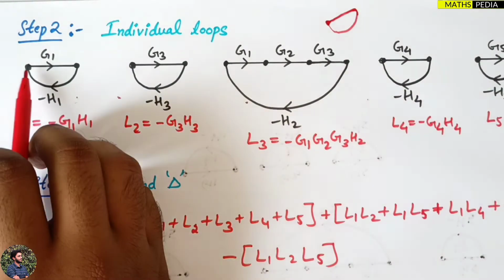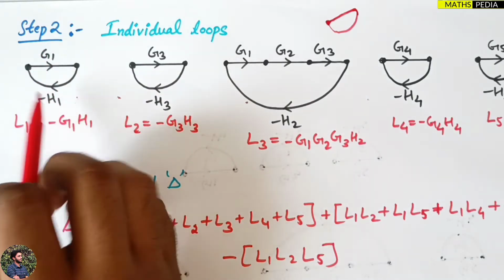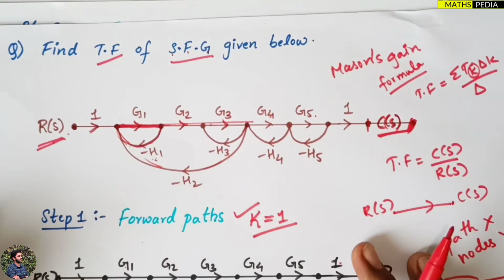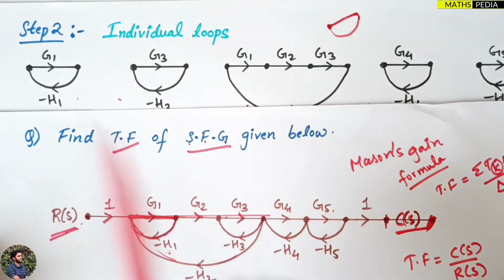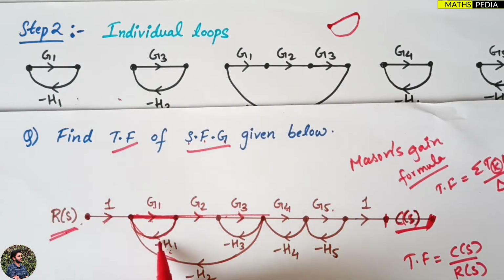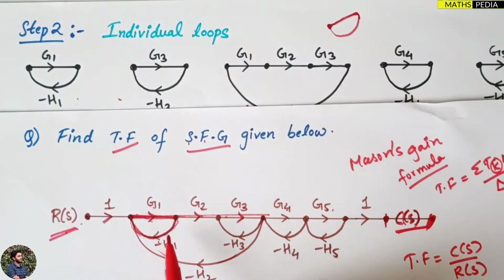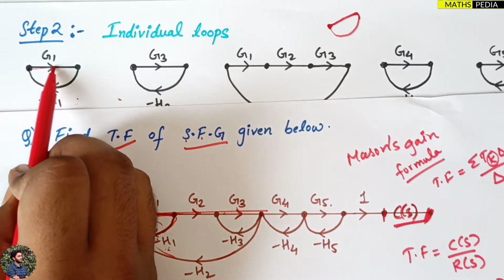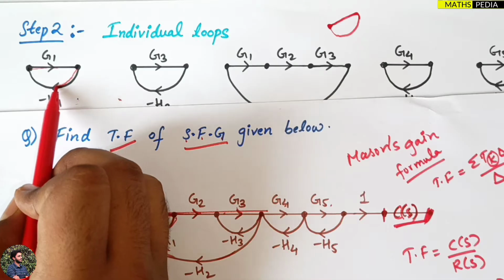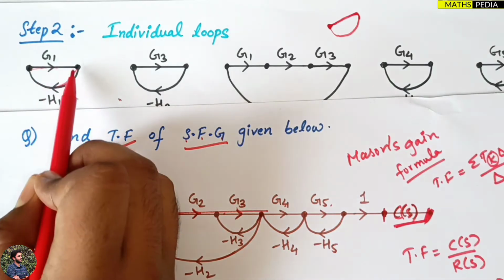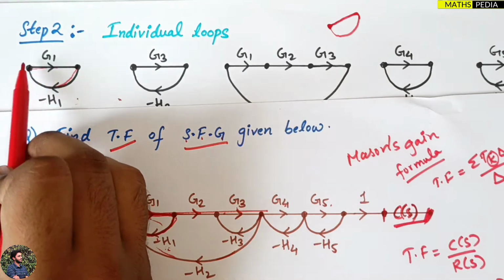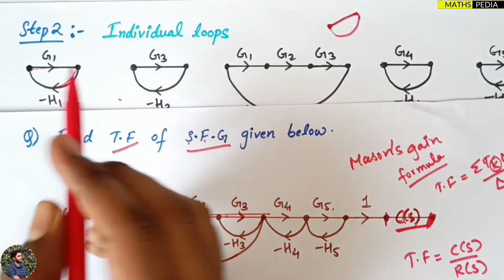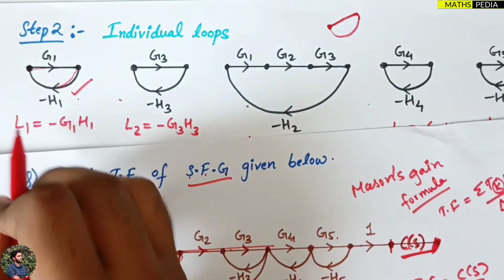If you observe this loop G1 and minus H1, let me show in this signal flow graph. You can see here the first loop you observe, this is G1 H1. This is the loop I have considered here. This is a loop because if you start from this point, I'll travel to this node and I'll travel back to the same point. Correct? Starting and the ending point is the same. So I can consider this as a loop. So this is the L1 loop.